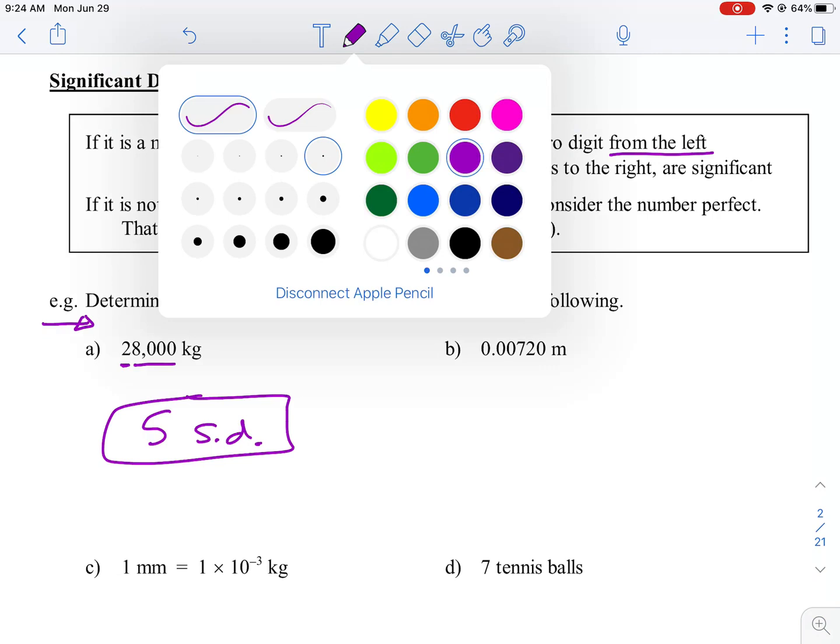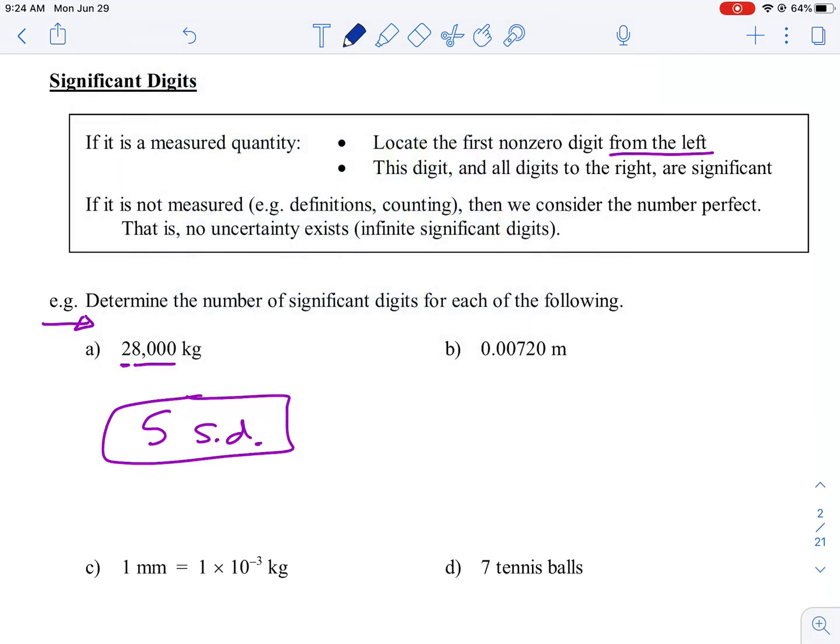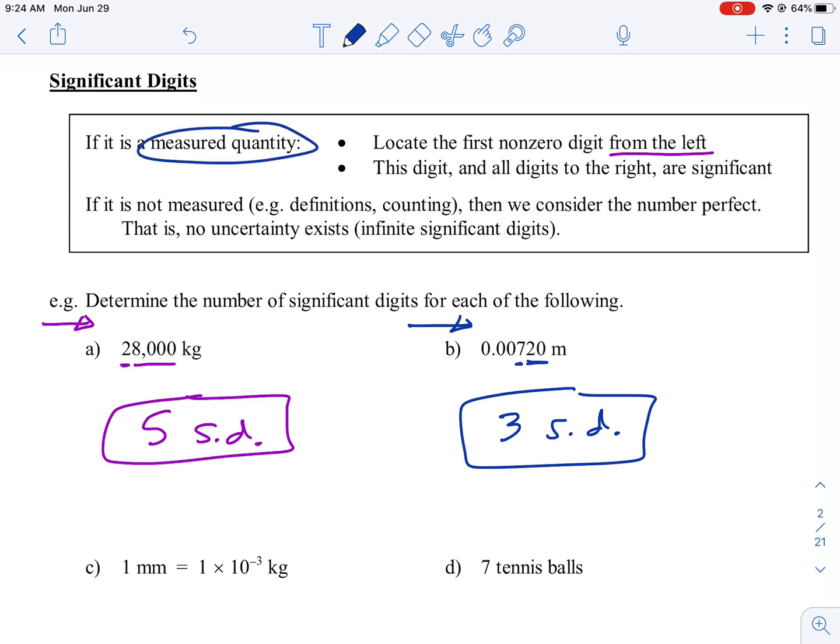Let's try the next one. So again, you're starting from the left. You go to the first digit that's not a 0. That would be the 7. That digit and every digit to the right would be considered significant. So this one would have 3 significant digits. Good? Now this is what you do for measured quantities.